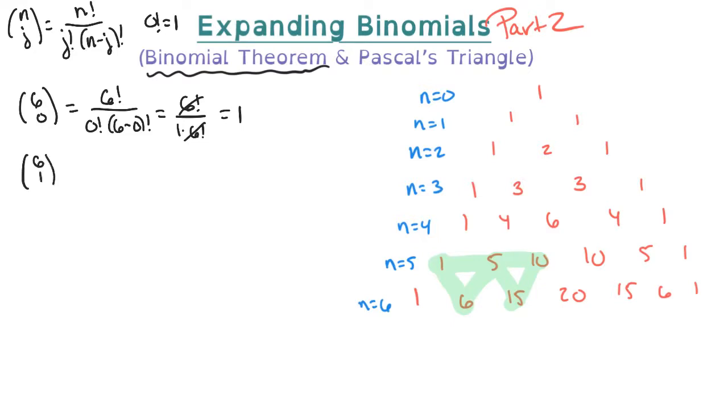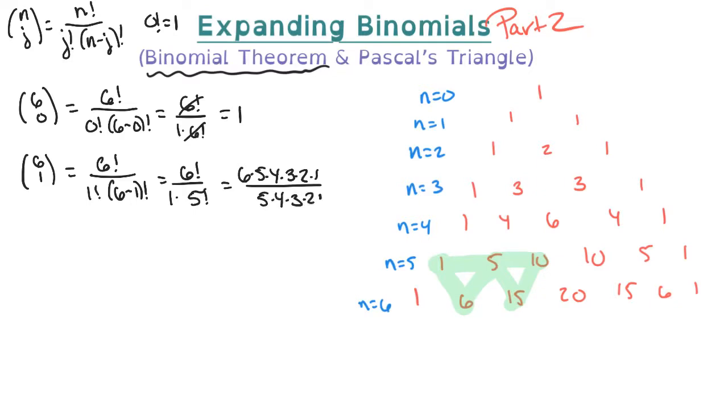Let's do 6 choose 1. So 6 choose 1 is 6 factorial over 1 factorial, and then 6 minus 1 factorial. So that's 6 factorial over 1 factorial, which is 1, and that would be 5 factorial. We spent a lot of time in the previous video reducing factorials, and remember this is 6 times 5 times 4 times 3 times 2 times 1. And then 5 factorial is 5, 4, 3, 2, 1. So that's going to cancel, leaving us with just 6. Okay, I'm going to do 2 more.